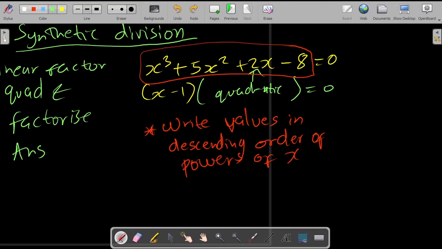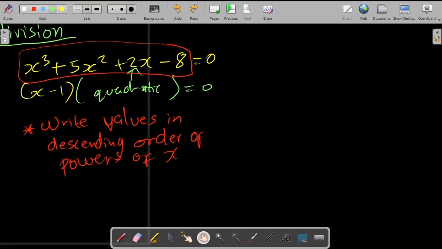Once you have that form, you take the coefficient of each of the powers of x, starting with x cubed. The coefficient of x cubed is 1. The coefficient of x squared is 5. The coefficient of x is 2. And then you take your constant. So this is what we have in front of us.